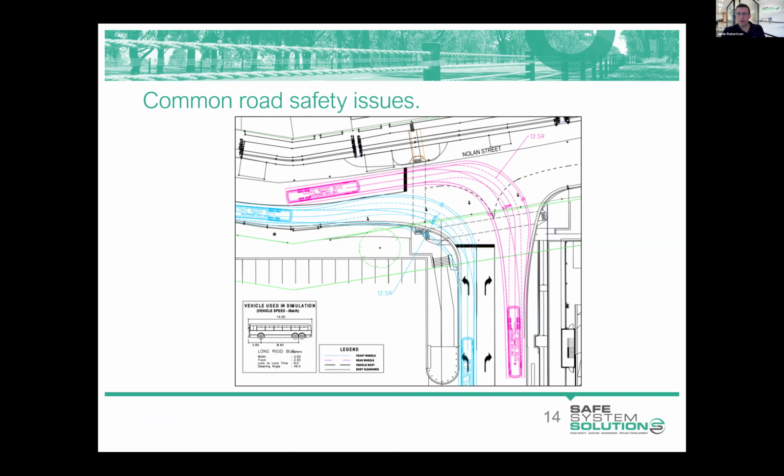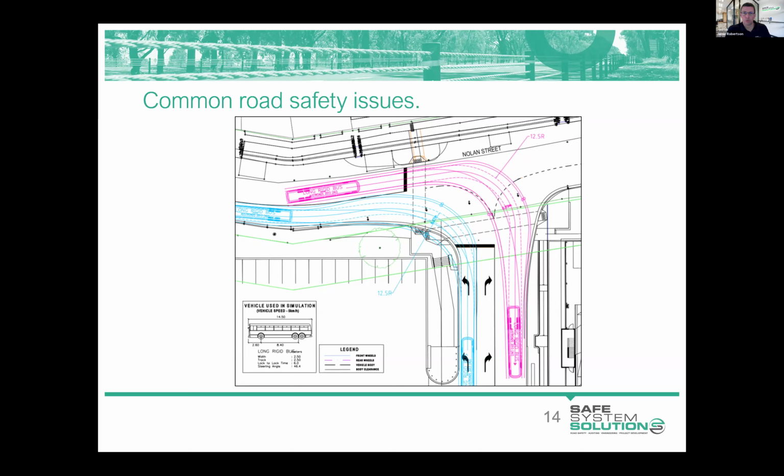Here's a better example of a swept path diagram. This one you'll see has radii nominated there, and they're measured to the outermost wheel path. It's a 12.5 meter radius for that bus. This is a design that we inherited and had some concerns around the way that swept paths had been drawn. So we did our own checks, and they showed that the design wasn't adequate to cater for the vehicles that were required to use it.